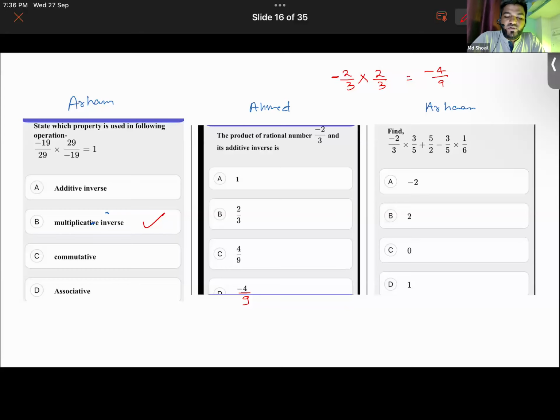Arhan still has not joined, no? No, okay. Both of you solve the third question then.